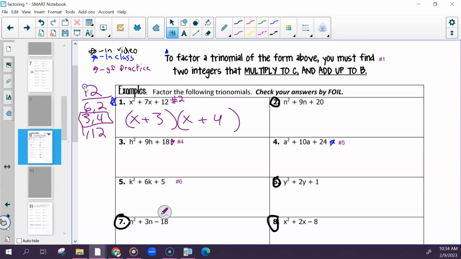If you want to double check that this is your final answer, you could multiply it back out. So I'm going to do that really quickly. X times x would give us x squared. X times 4 would give us 4x. 3 times x would give us 3x. And then 3 times 4 would give us 12. If we combined our like terms, we would get x squared plus 7x plus 12, which is the original, so that works.